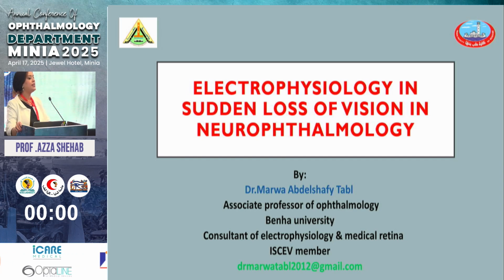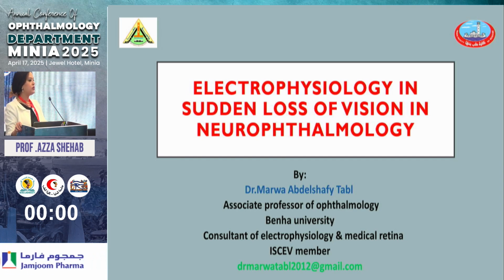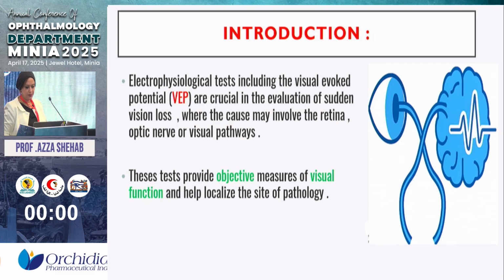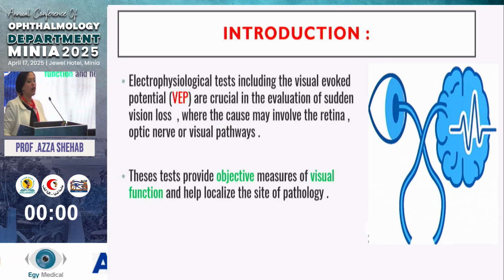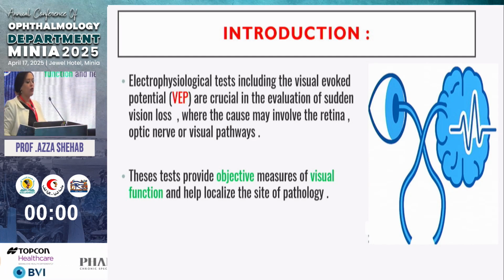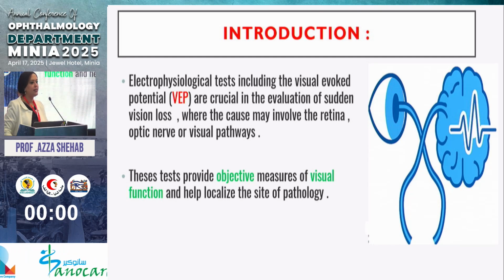My topic today is about electrophysiology in sudden vision loss in neurophthalmology. Electrophysiological tests, including visual evoked potential, are crucial in evaluation of sudden vision loss that may involve the retina, optic nerve, or the visual pathway. These tests are an objective functional test that can help to localize the site of pathology.